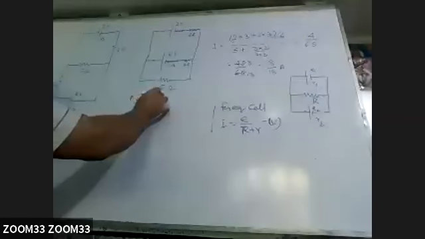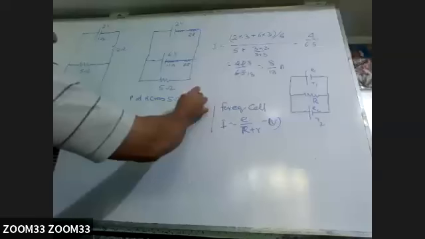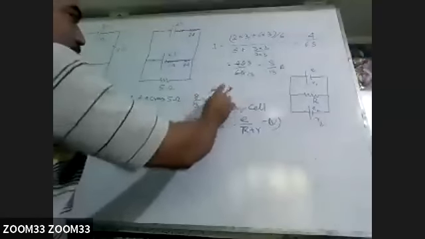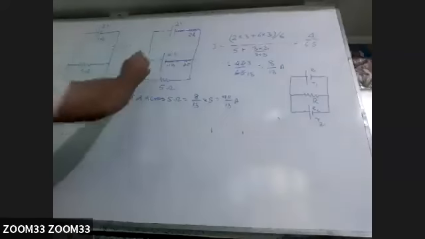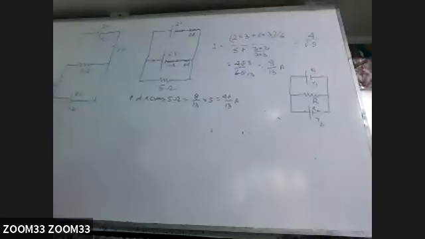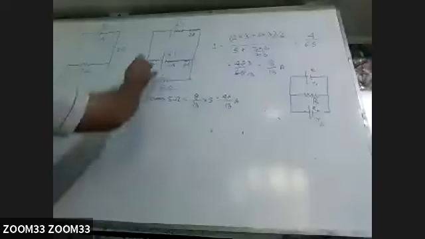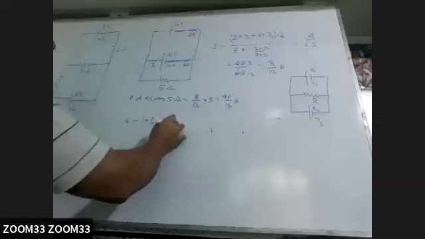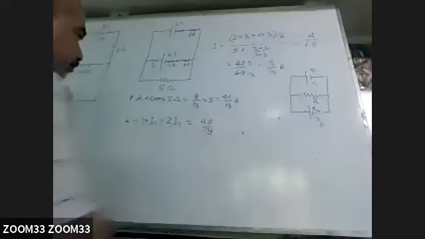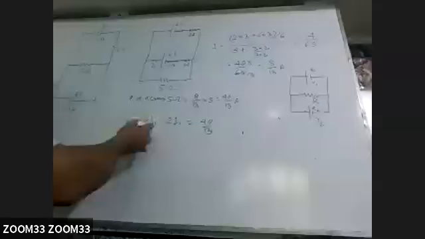The potential difference across the 5 ohm will be 8 by 13 ampere, the current, into 5, that is 40 over 13. Now, if you are interested in finding the terminal voltage across the 6 volt cell, we don't need to find the current I1 separately. If we move from here, 6 minus 1 into I1 minus 2 into I1 will be equal to 40 over 13. So I1 we can find.